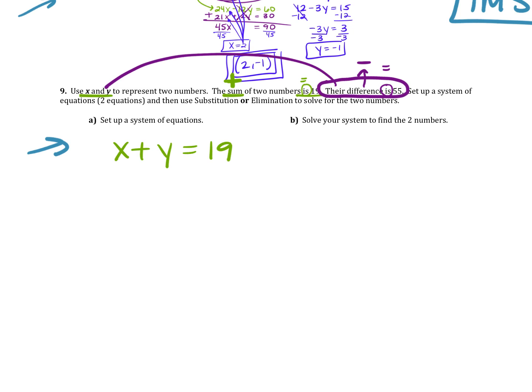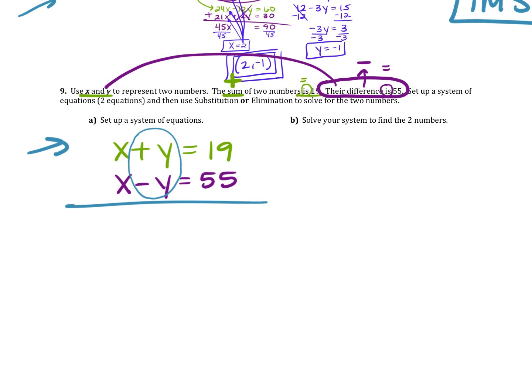So when you see is in math, you got to think equals. When you see sum, think add. When you see difference, think subtract. So their difference, x minus y, is 55. Now you can solve this however you want, substitution or elimination. I think elimination is easiest on this one because it's already set up with opposites here.